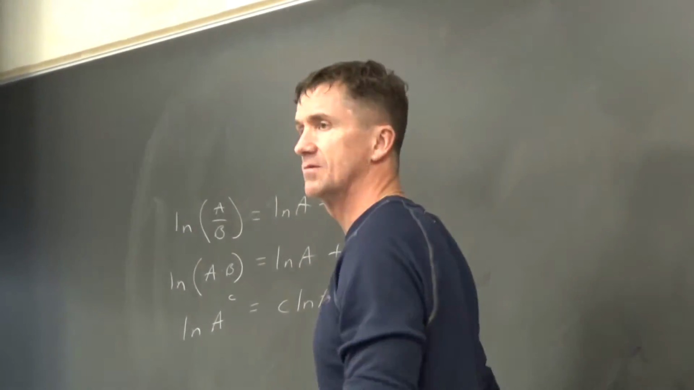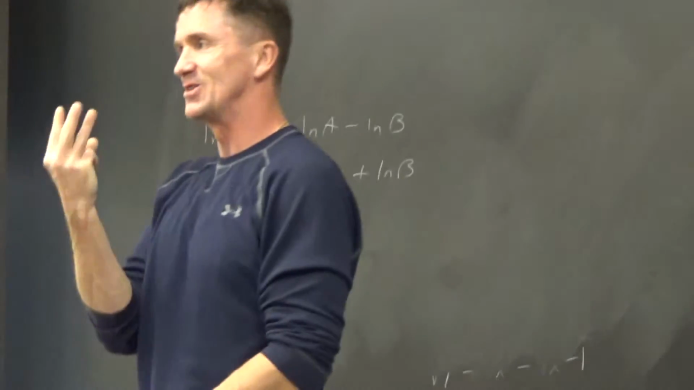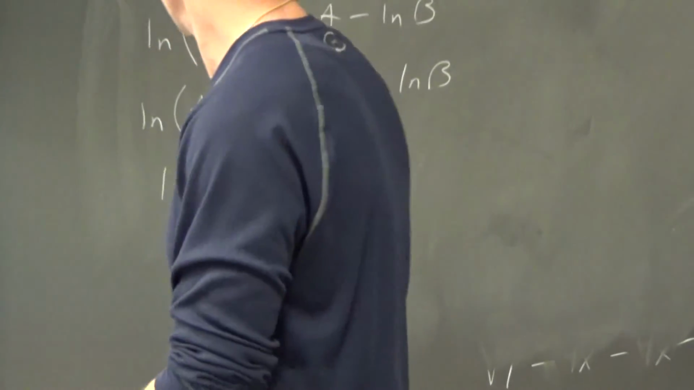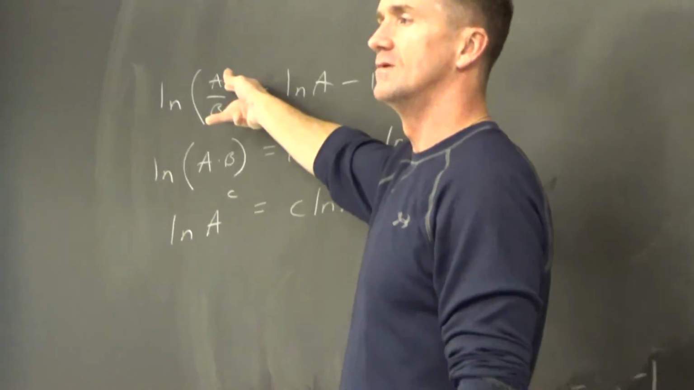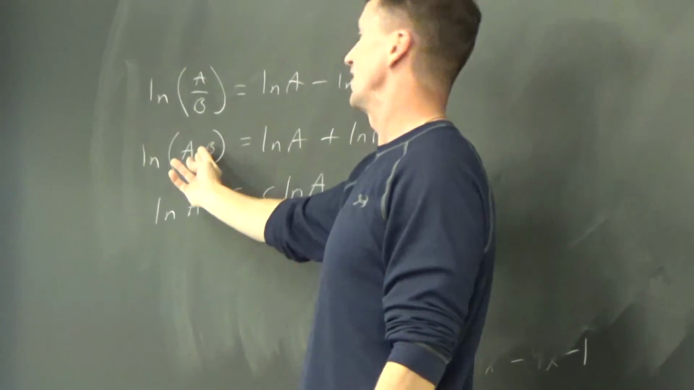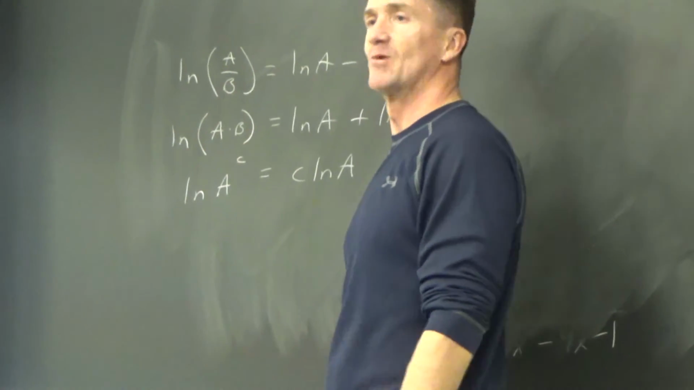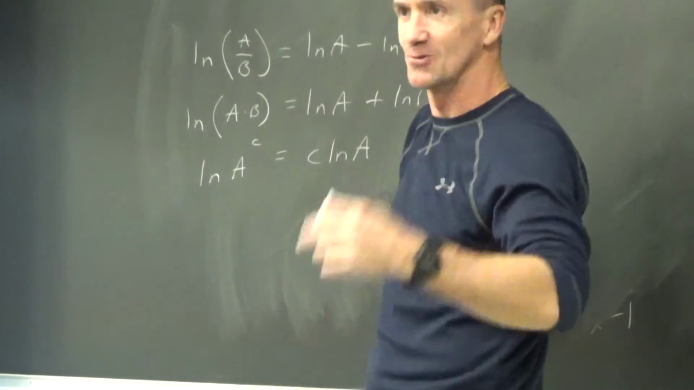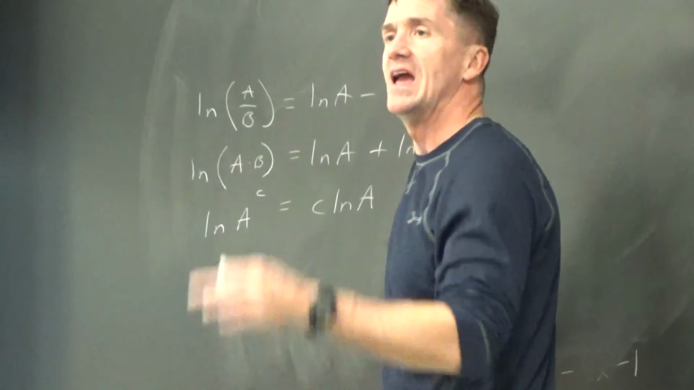But there's only three. I don't think there's like 100. It's only three log properties. There you go. Some call that the quotient rule. I don't like that because there's a quotient rule for derivatives, so I don't want you to confuse yourself. Some call that the product rule for logs, but I don't want to confuse you because it's a product rule for derivatives. There you are.